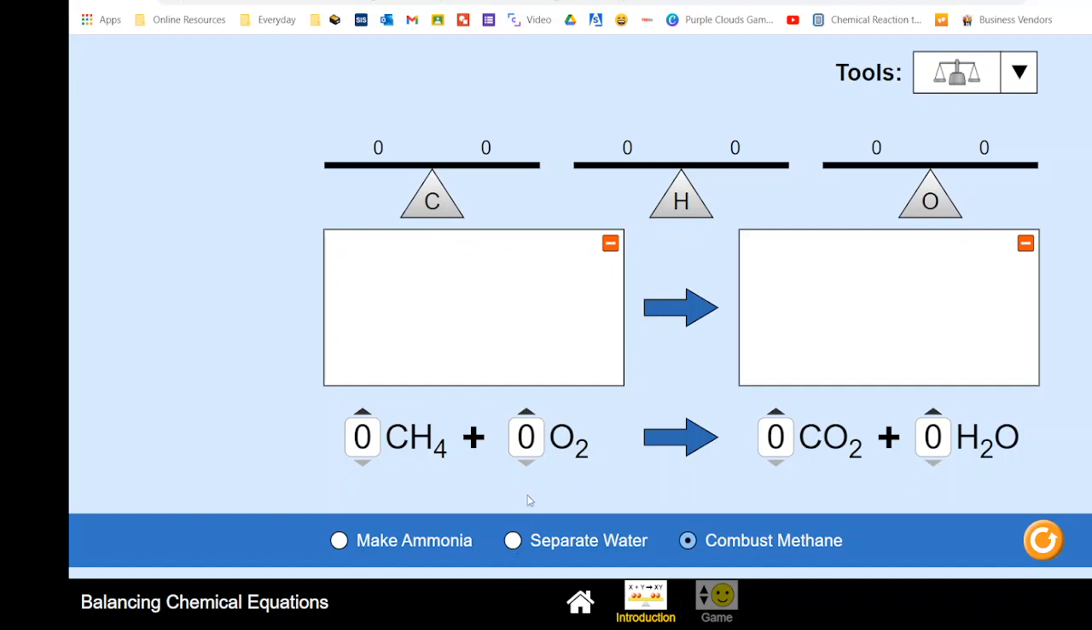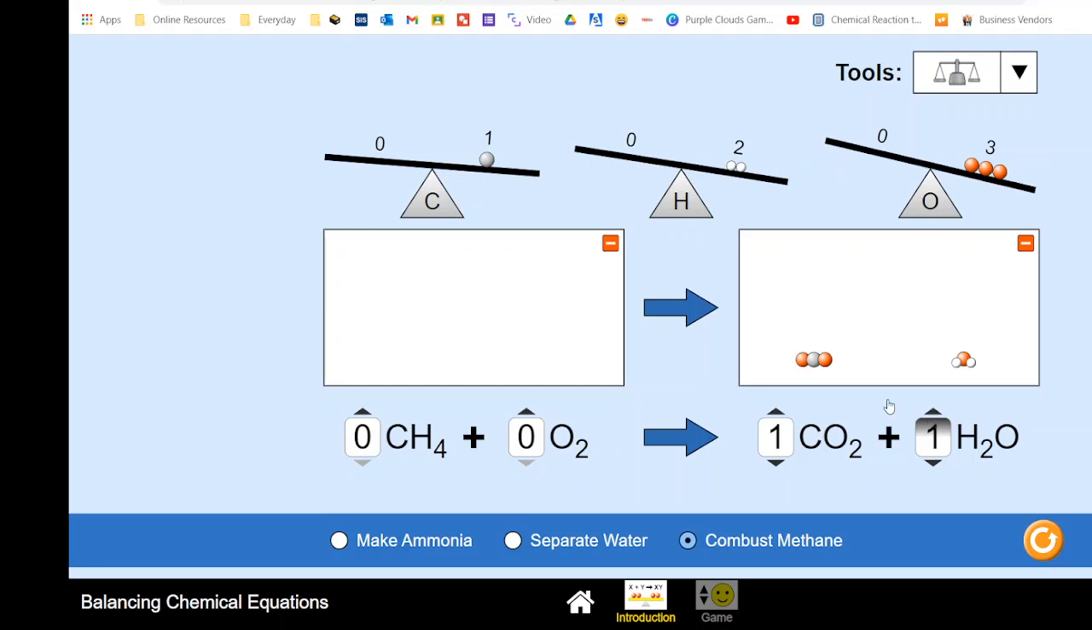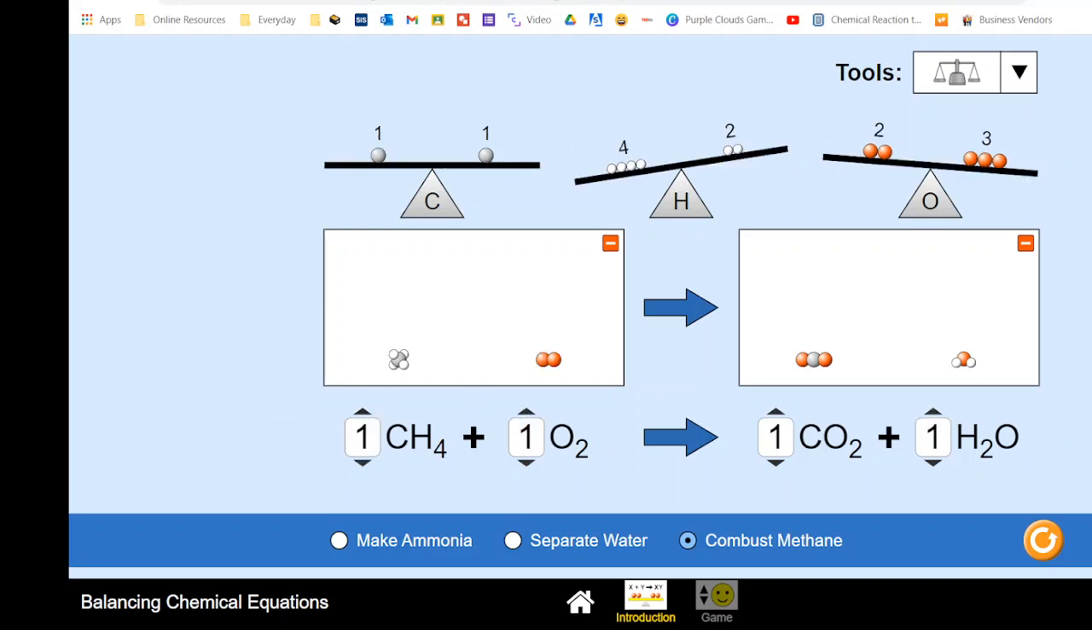So let's go ahead. We're going to go carbon, hydrogen, oxygen. One of the reasons why we're doing oxygen last is because your products have oxygen in them, both of the products, not just one of them. Start off with one of everything and start off with carbon. Looking at carbon, we have one carbon, that's the gray circle on the left, and one gray circle on the right. It is balanced. Next, we balance hydrogen.